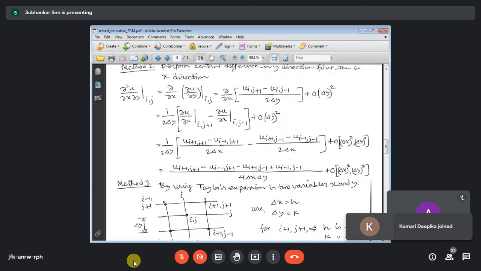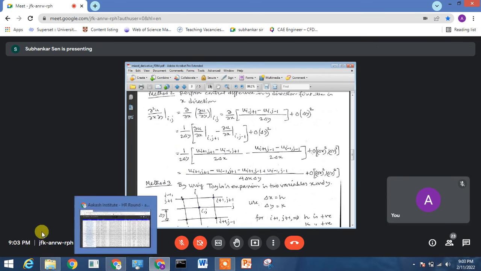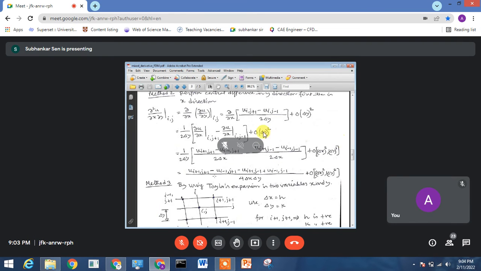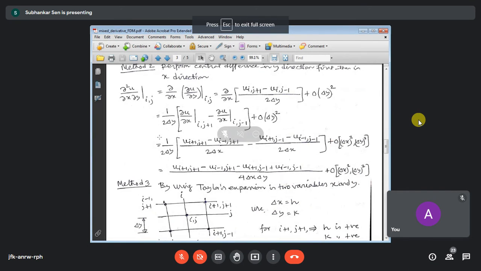Those terms we are writing here again: 1 by 2 delta y times del u del x at i comma j+1 minus del u del x at i comma j-1, order of delta y whole square. Now this expression you already know. This is in terms of the x derivative, so i will change and j will be constant: u(i+1, j+1) minus u(i-1, j+1) by 2 delta x, minus, here also i will change and j will be constant, u(i+1, j-1) minus u(i-1, j-1) by 2 delta x, same order of accuracy. So when we simplify, we recover the same expression. So this is, by method 2, the expression for the mixed derivative of order 2.